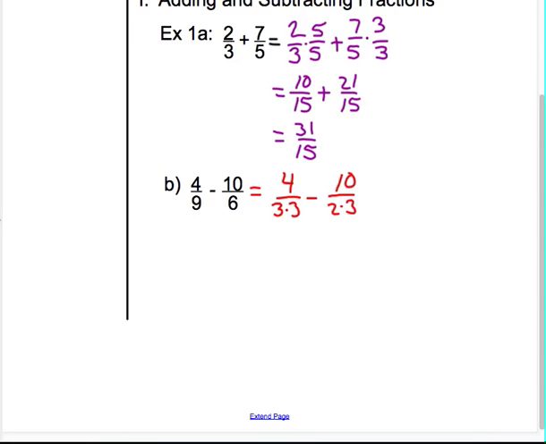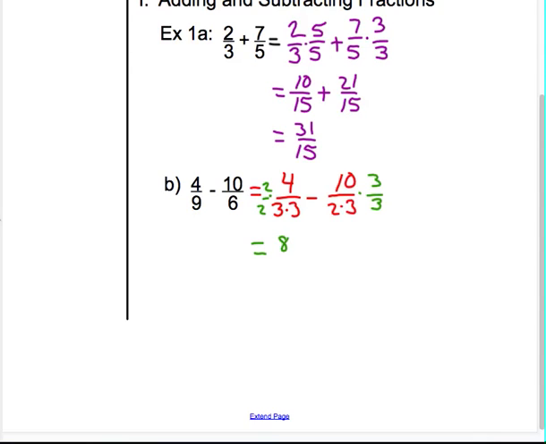So when I look at my denominators, my first denominator is missing a 2. So I'm going to multiply it by 2 over 2. My second denominator is missing a 3. So I'm going to multiply it by 3 over 3. This is probably not the way you're used to seeing fractions being combined, but it'll make sense when we get into our rational expressions. So then we multiply everything out.